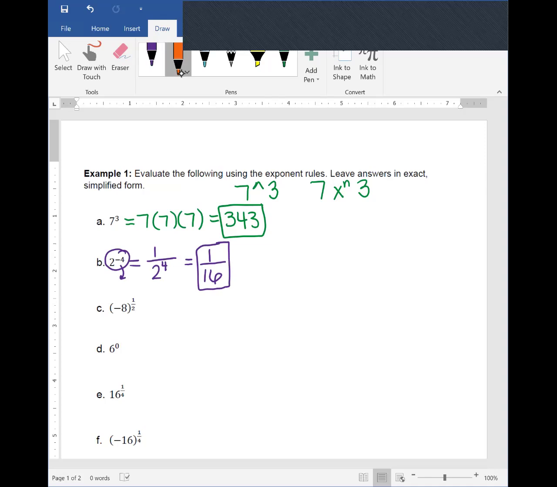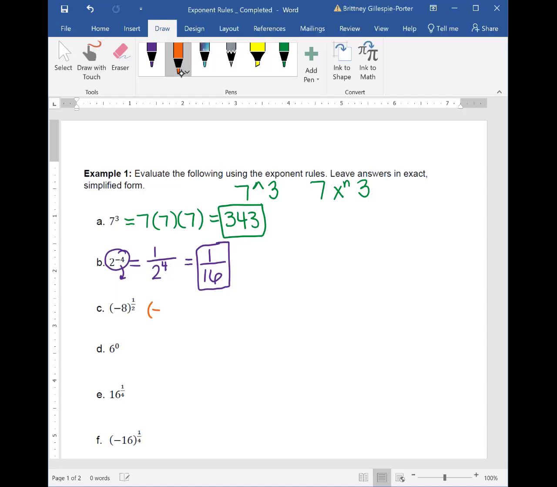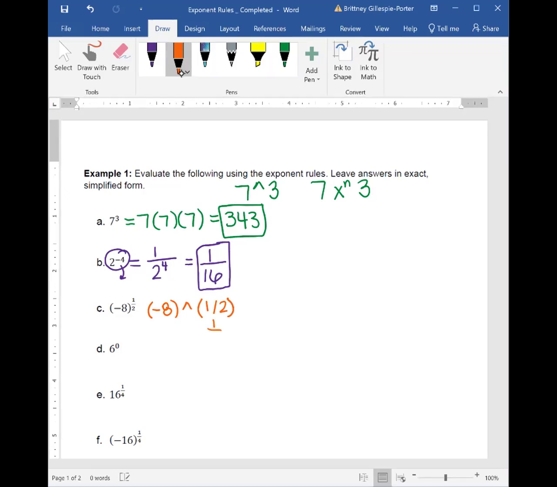When we do the next one, we have negative 8 to the 1/2. You can put this in your calculator, but you need to be careful how you put it in. Make it negative 8, and then your exponent button, whatever your exponent button is. Make sure that you do 1 divided by 2 unless it shows up as a vertical fraction where you have 1 over 2.